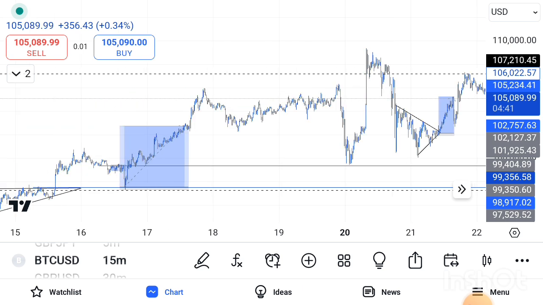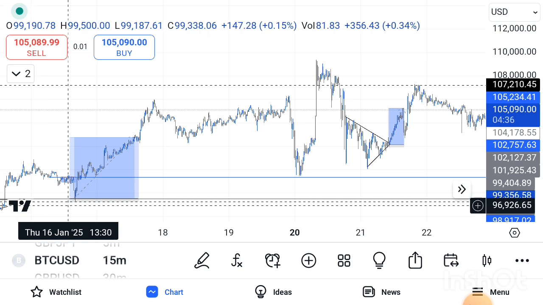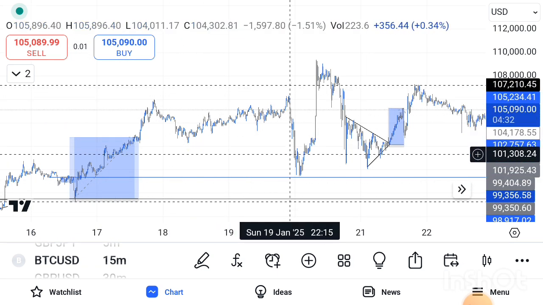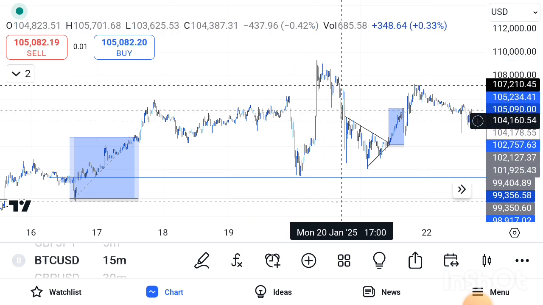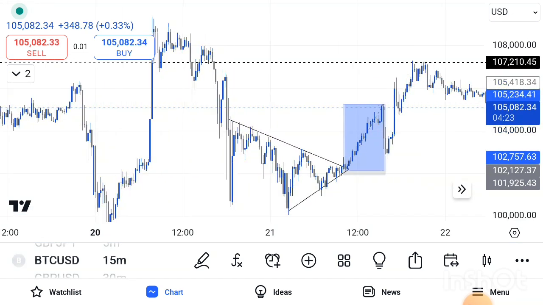You can see if I zoom out a bit, BTC is actually going in an uptrend. You can see a series of higher highs and higher lows, though they are not that major. The highs and lows are not really major, but you can see we are still pushing to the upside. So what do you want to do? You want to join the trend.